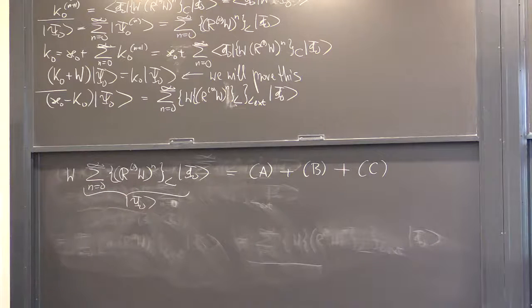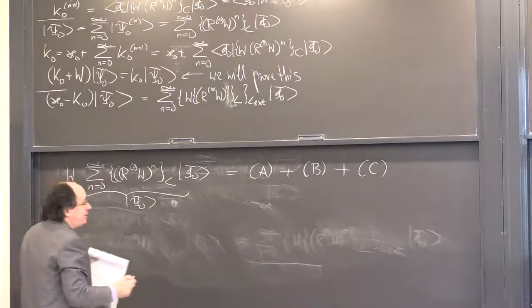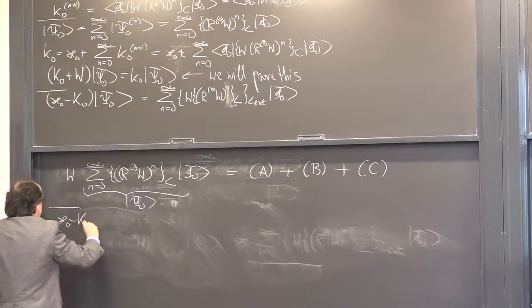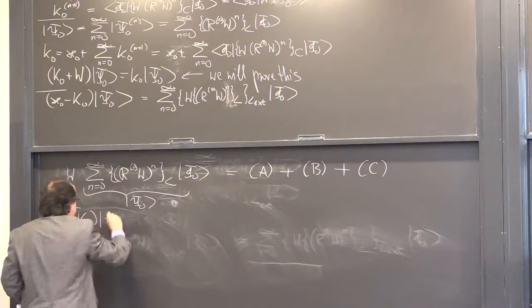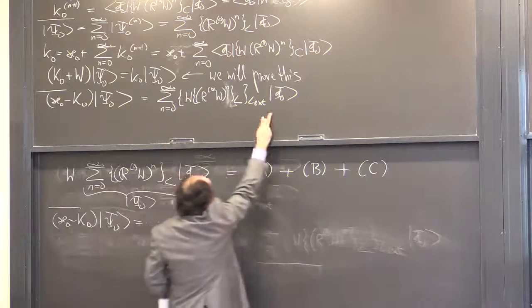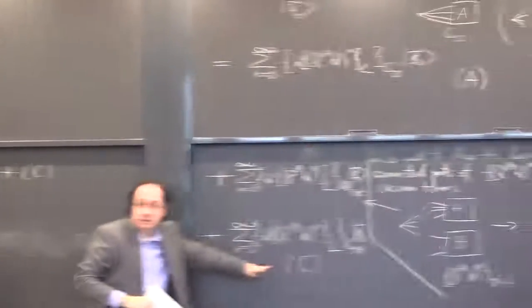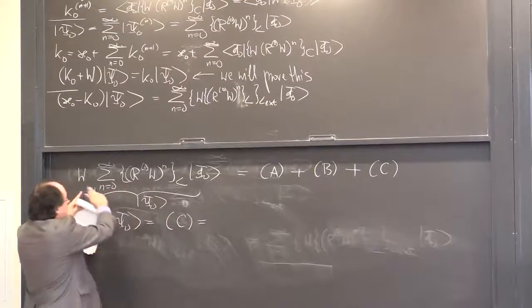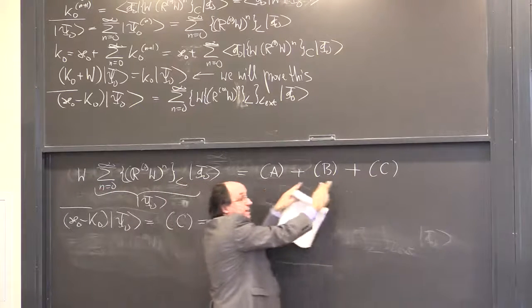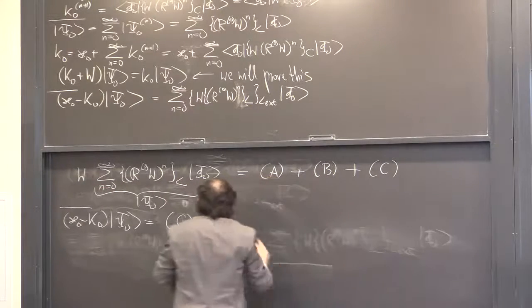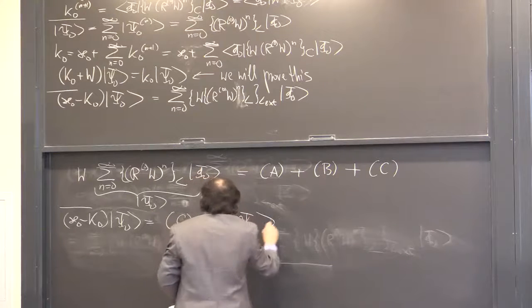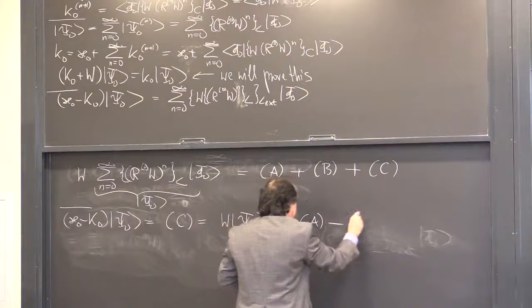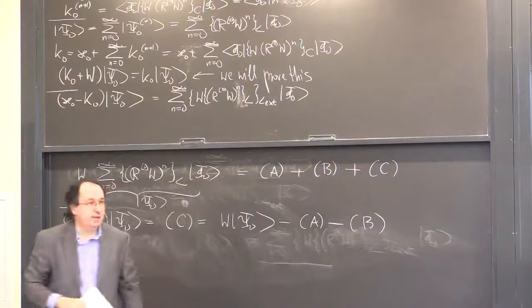We are interested in term C. Remember, we are interested in this quantity, kappa 0 minus k 0 acting on psi naught, which gives us this term. That's what we now call C. And we know that C equals this minus A and minus B. In other words, we have W psi naught, that's this term, minus A, minus B. Is this clear to everybody, what I'm doing?